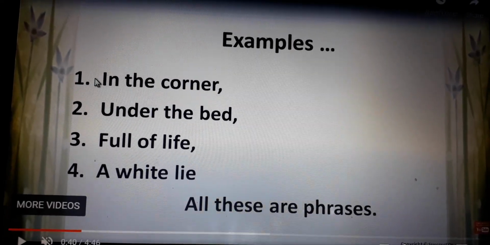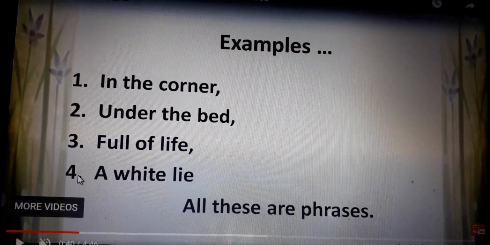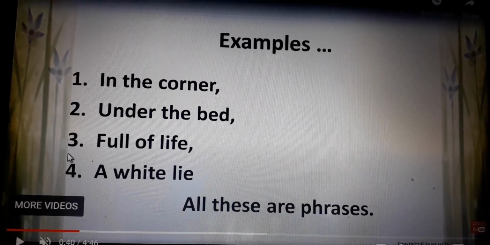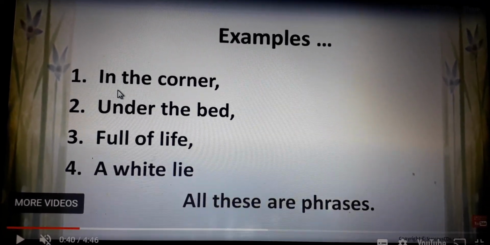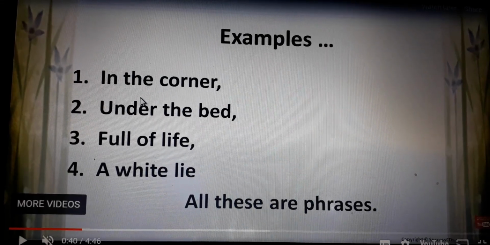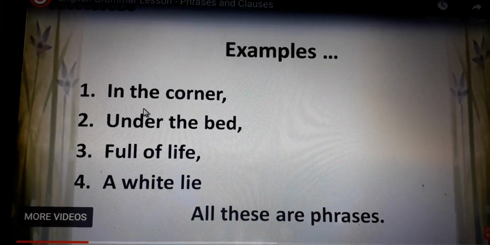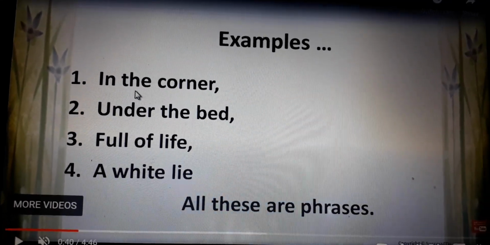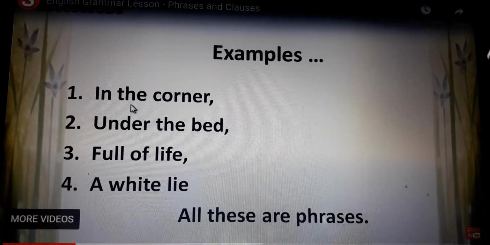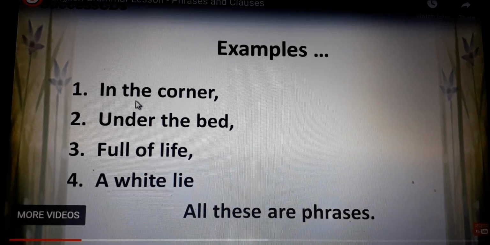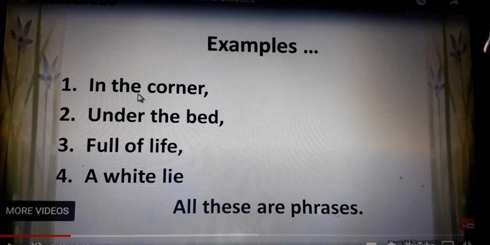And secondly, these phrases have no subject and verb. Okay, and that's why they form a partial sense, as they depend upon the rest of the words in a sentence to complete their meaning. I hope it is clear now what phrases are, right?